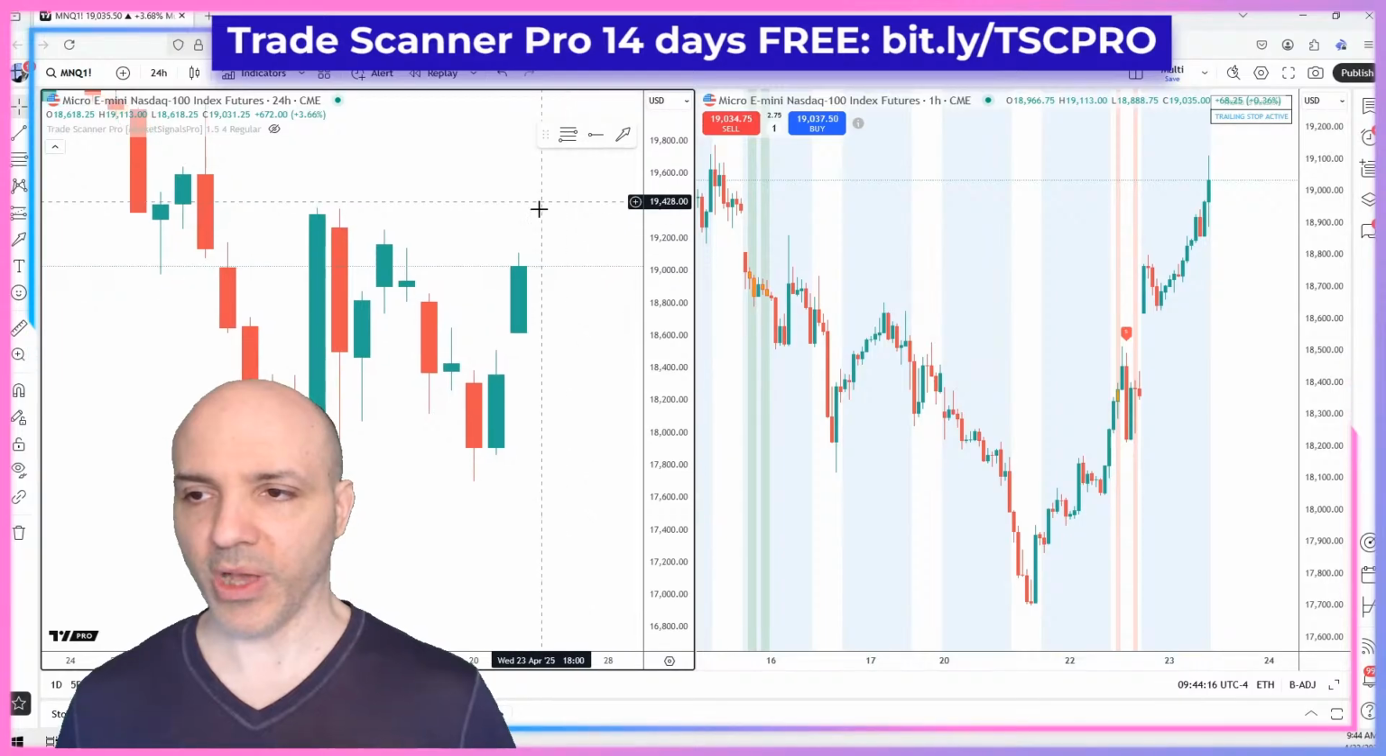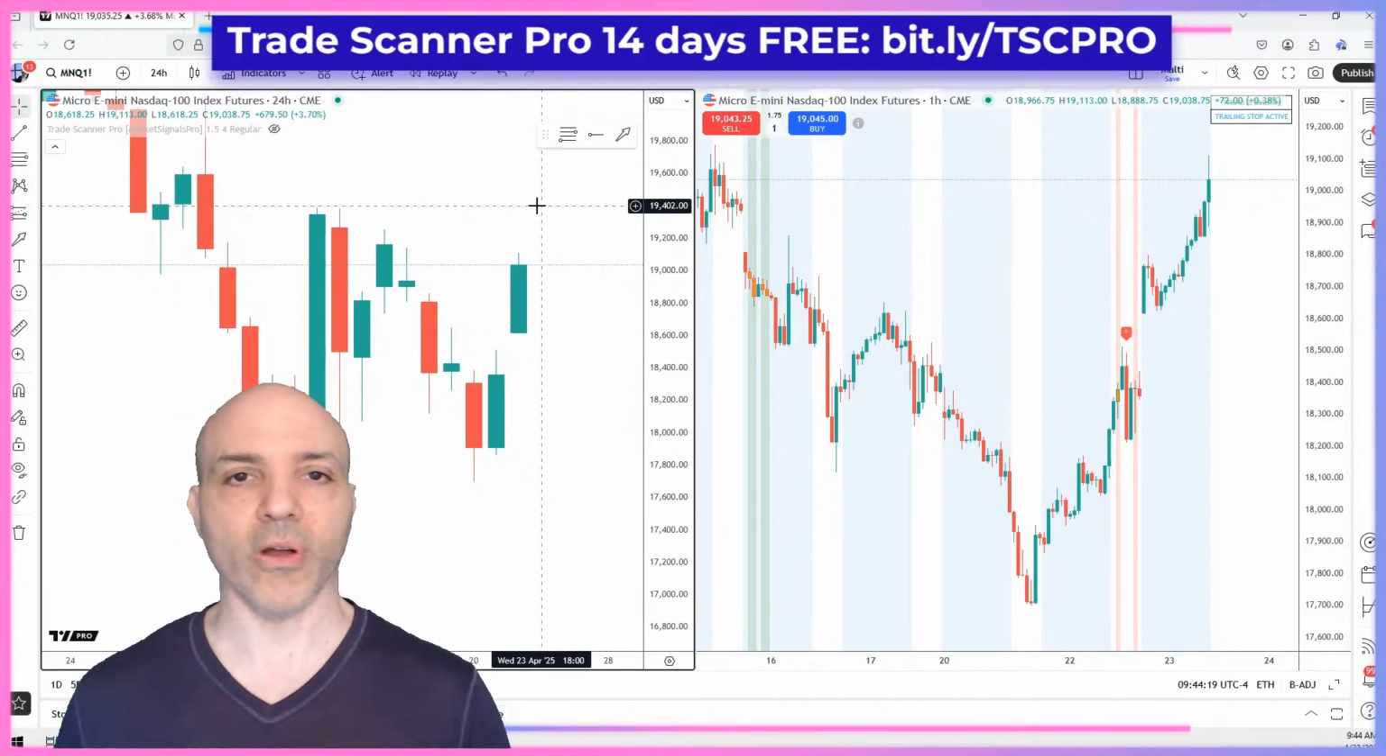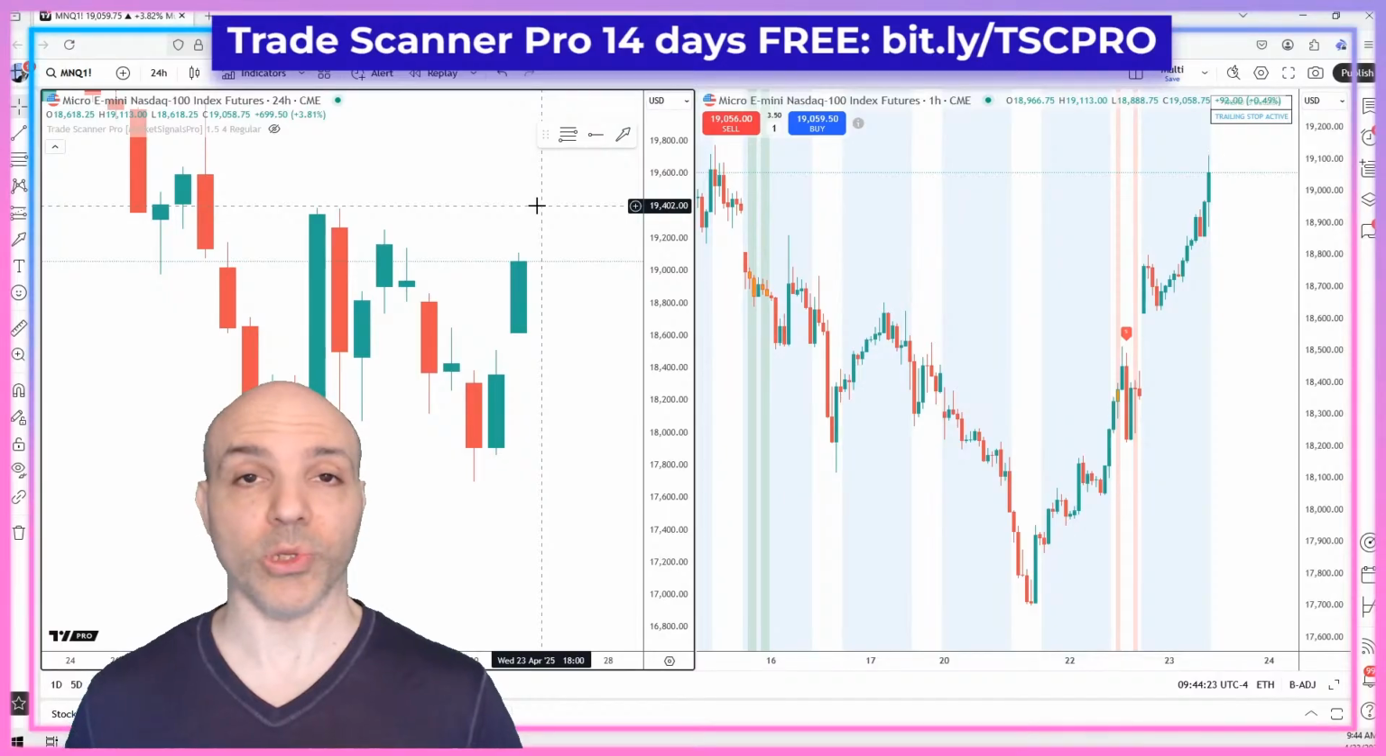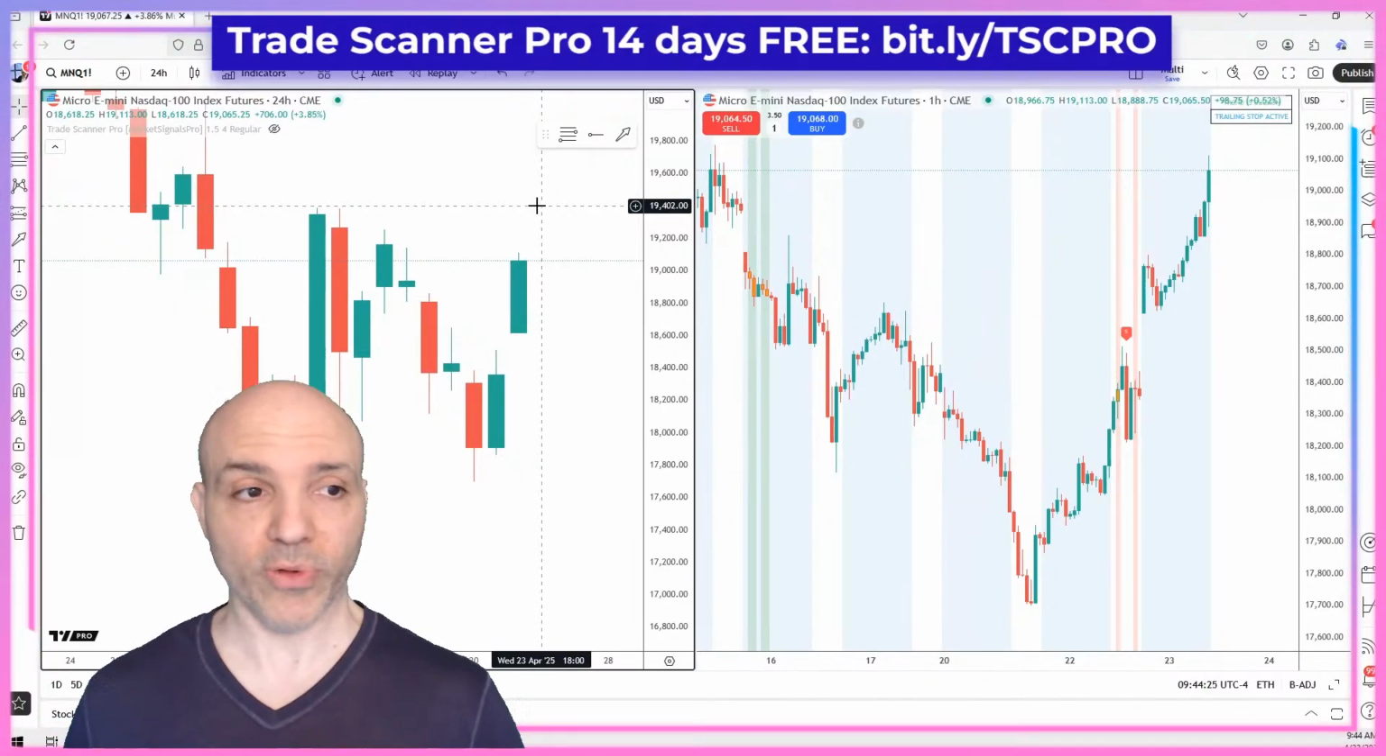So the first step, as you know, is we look for two components, right? And those of you that follow me regularly know what those are: trend and support and resistance levels.